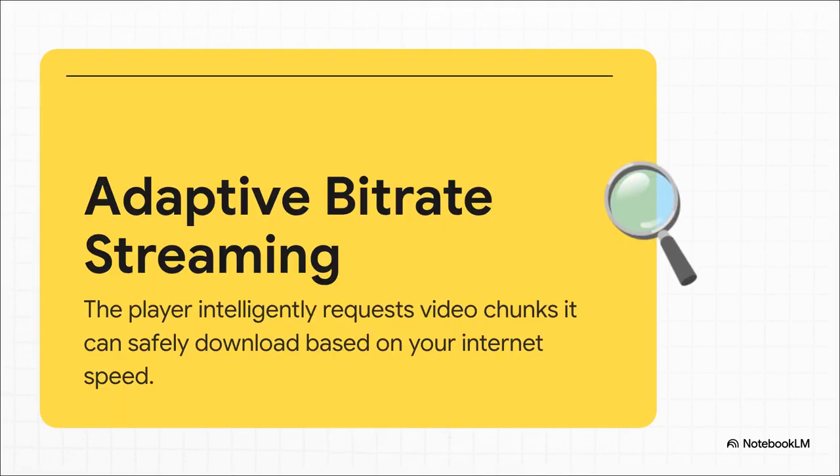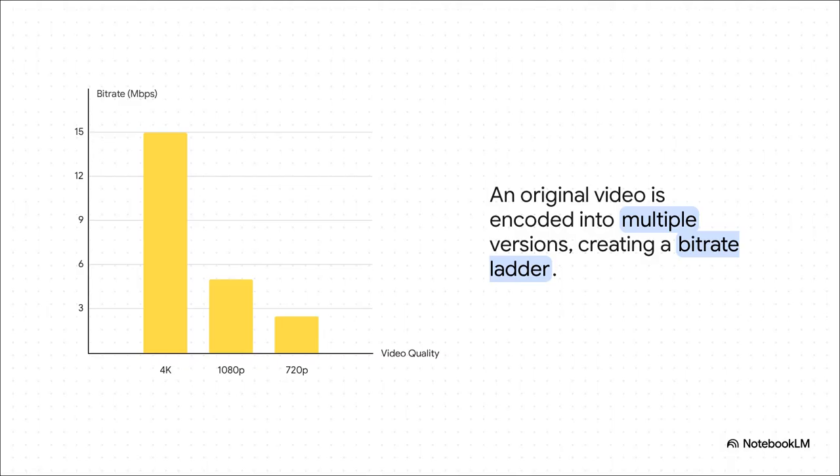It's called adaptive bitrate streaming, or ABR. Instead of trying to send one single giant video file, the system adapts in real time to whatever your internet connection can handle at that exact moment. Here's how it works. Before a video ever gets to you, it's encoded into multiple versions. A beautiful 4K version with a high bitrate budget, a 1080p version with a medium budget, a 720p one with a lower budget, and so on. This whole stack of options is called the encoding ladder.